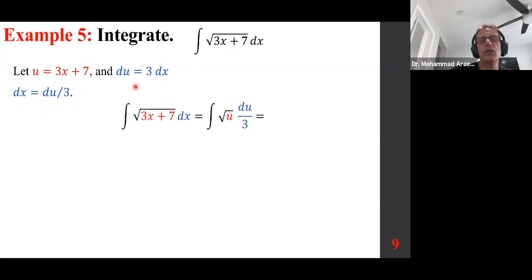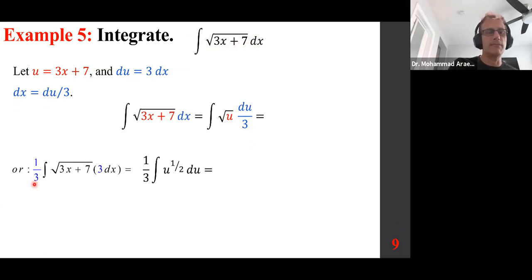Needless to say, square root of u means u to the power of 1/2, and this is du over 3, or 1/3 of u. What would I do? Over here, I need number 3, so I throw in number 3, and I throw out 1/3 outside the integral sign. This is the way I would approach it. And notice, that gives you exactly the same thing. This 1/3 is there, and it gives you exactly the same thing.